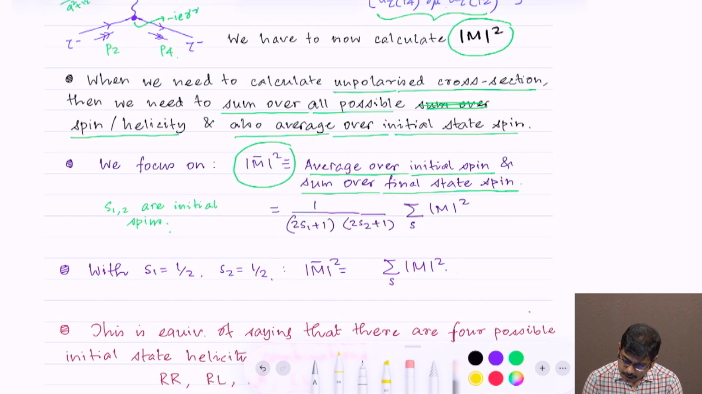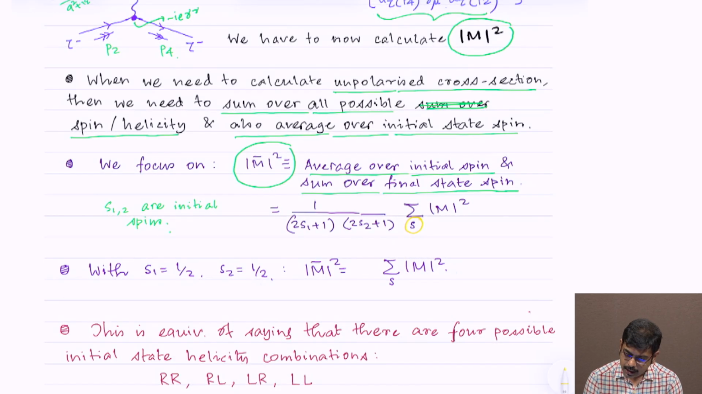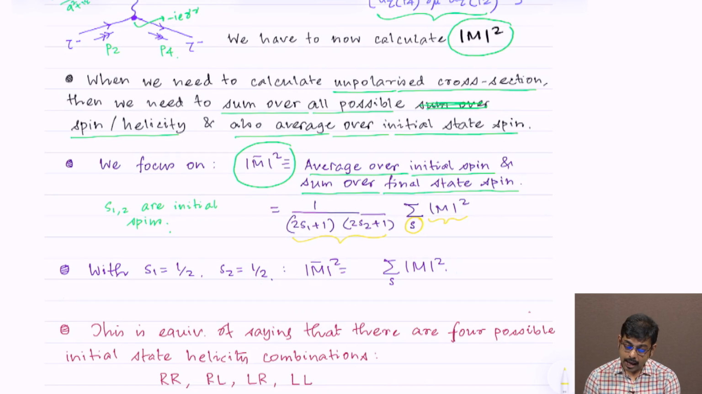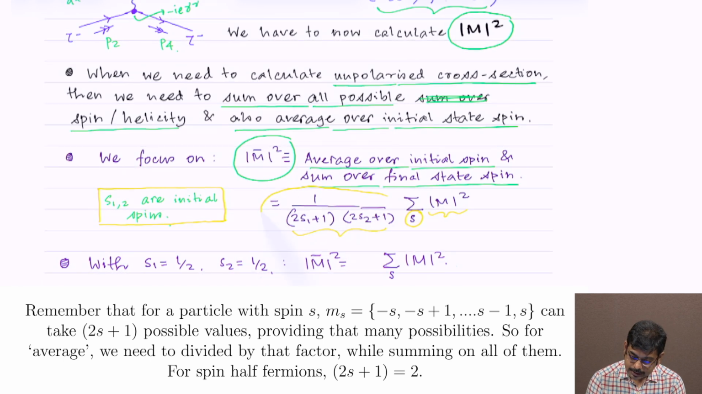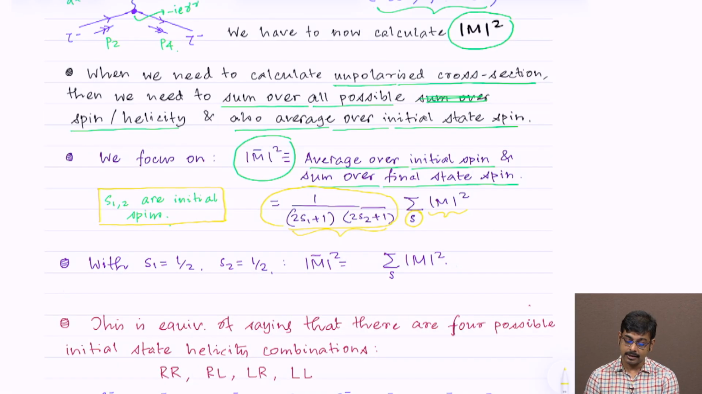So, I have to sum over all possible spins to find the sum over S of mod M square, and multiply with 1 by 2s1 plus 1 into 1 by 2s2 plus 1. Why? Because S1 and S2 essentially indicate the initial state spins. So, this factor takes care of the fact that this is averaged over the initial state spins, or averaged over initial state helicities.